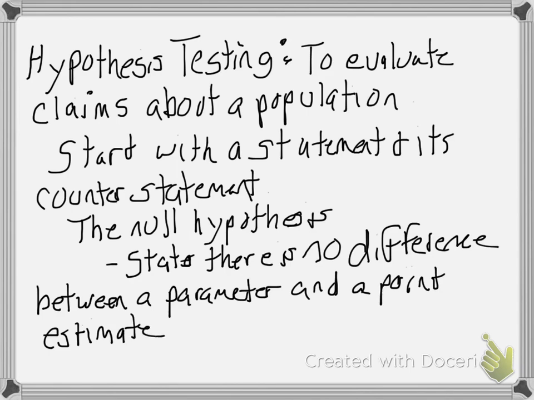Okay, you should know what a point estimate is by now. So basically, what we're saying here is that if you're given a point estimate, if you find the mean of something, or the standard deviation of something, and there is a statement about that parameter, there will be no difference between the statistic you find and the actual parameter. We'll talk about more, but the big point about the null hypothesis is no difference. No difference. Okay.